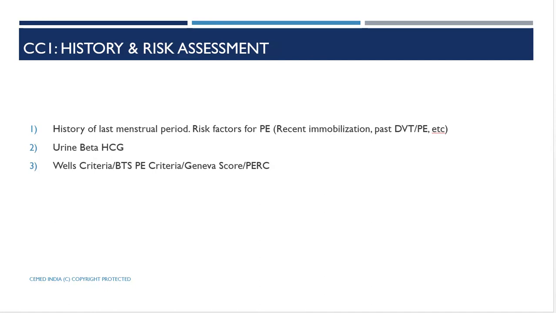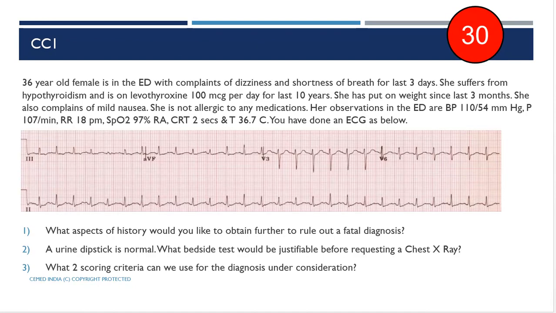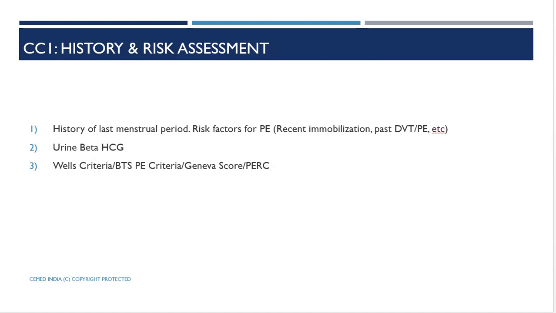In a young female in the reproductive age group, what is very important is whether she is pregnant or not. A urine dipstick was done, which was normal, but it did not say that a urine pregnancy test was done. So how about writing a urine pregnancy test or urine beta HCG? If you look at the question back, it said a urine dipstick is normal. What bedside test would be justifiable before requesting a chest x-ray? So I would go ahead with a urine beta HCG.